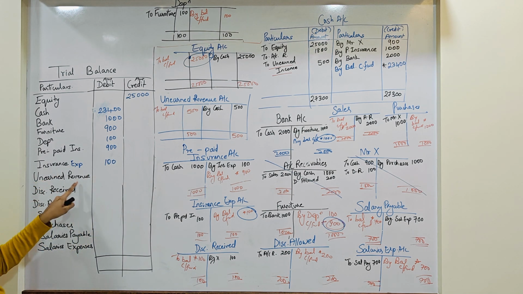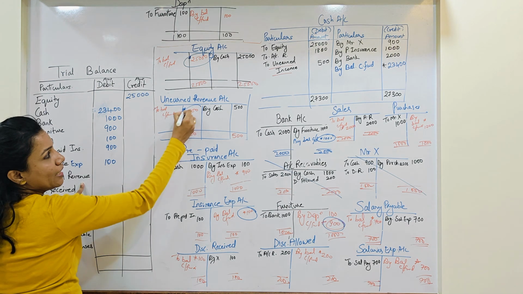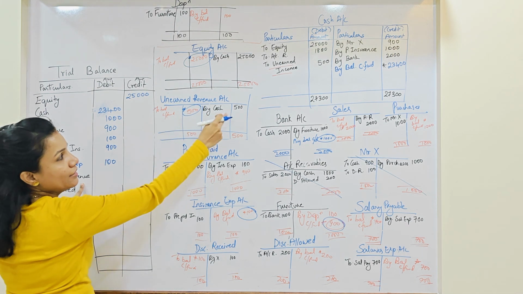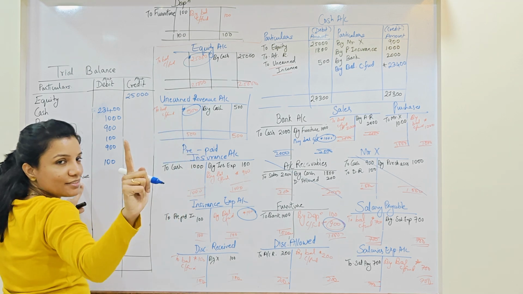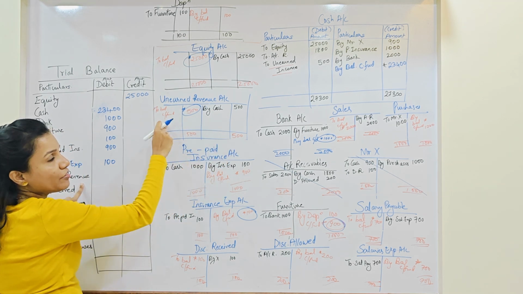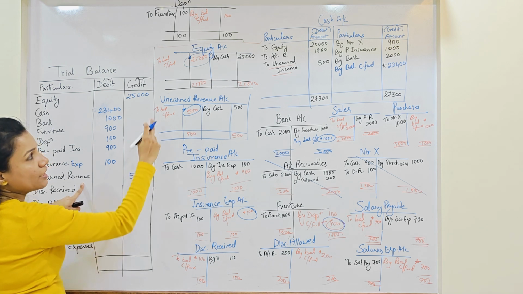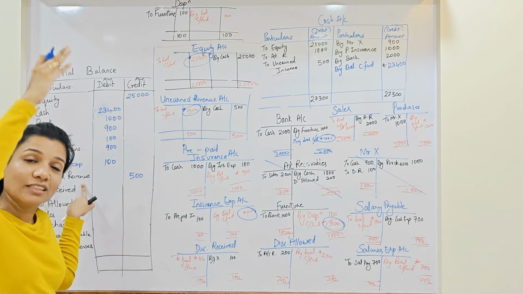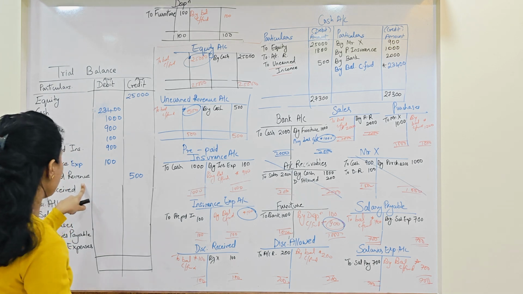Next, unearned revenue. Where is unearned revenue? 500 rupees is the balance carried forward. Debit or credit? The credit side was heavier. No transaction on the debit side. 500 rupees, one transaction on the credit side. The credit side is heavier, so this will be written on the credit side. Another way of understanding unearned revenue is as a liability. We discussed it in the first video. It's a liability and liabilities have a credit balance.